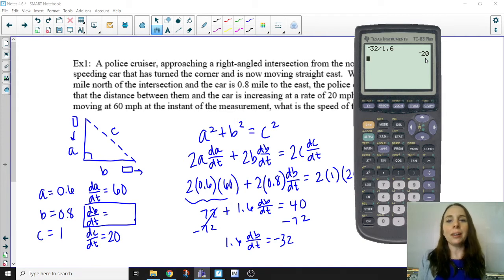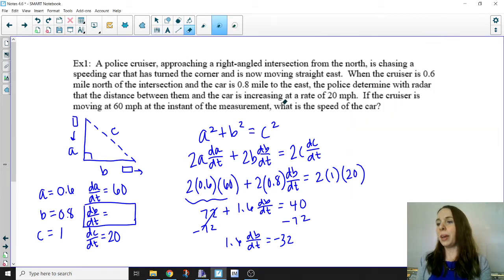Why is that bad? Well, remember, this is a speeding car. And it's going negative 20 miles per hour. I mean, negative could just indicate the direction, but 20 miles per hour? No. And actually, the negative is not okay either. And here's why. The distance that the speeding car is from the intersection, that distance B, is increasing as the speeding car drives off. So it shouldn't be a negative number.